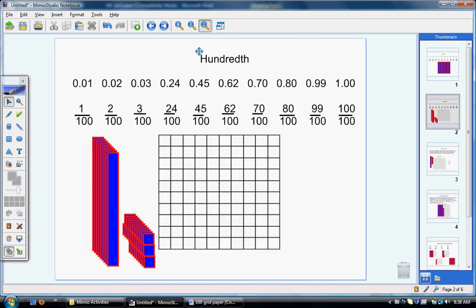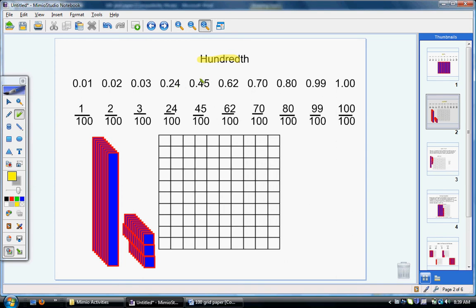Now let's look at hundredths. Notice the key word here is hundred. That's why in the fraction form, 100 is written down at the bottom. These numbers right here are written in decimal form. Notice that a hundredth takes up 2 places after the decimal point. So this right here is 1/100th. This is 2/100ths. This is 3/100ths. This right here is 24/100ths. I say hundredths because it ends in the second place value, and I know that the second place value is the 100th place value.